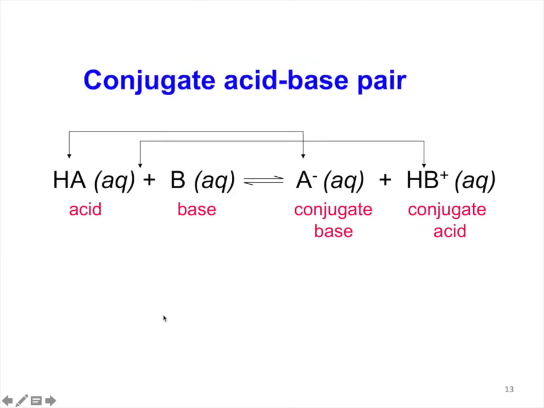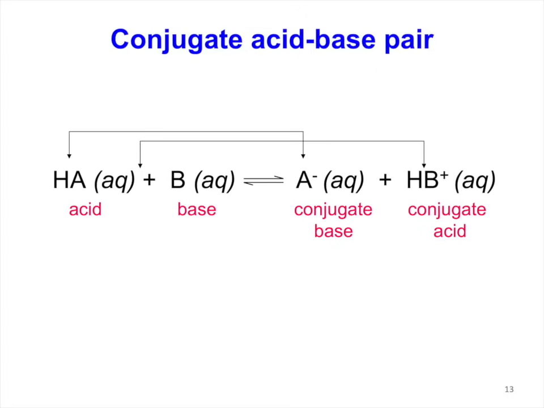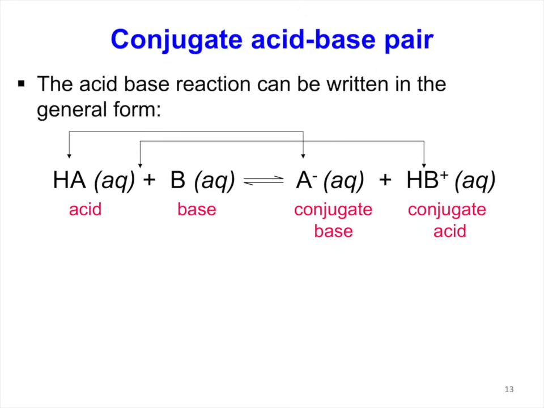Okay, now let's look at the conjugate acid-base pair. The acid-base reactions can be written in the general form HA + B to form A- + HB+. So HA here is acid, so it will donate a proton and it becomes A-. So A- here is a conjugate base. And B is a base. So B will accept a proton to form HB+. So HB+ here is a conjugate acid.